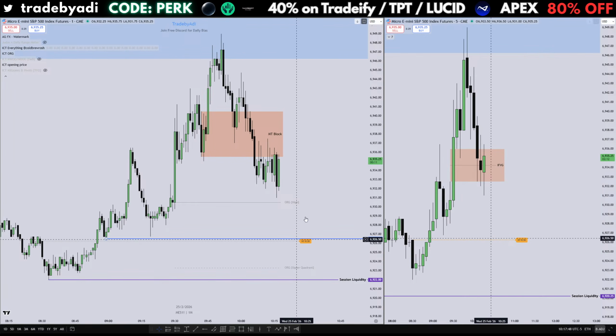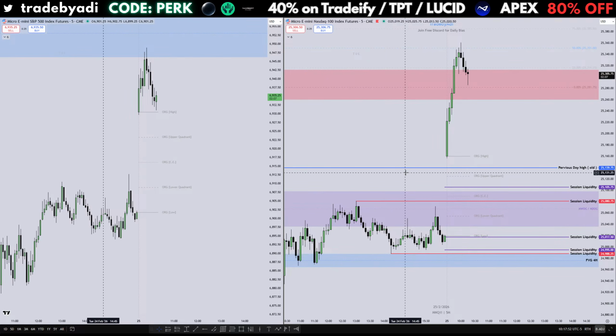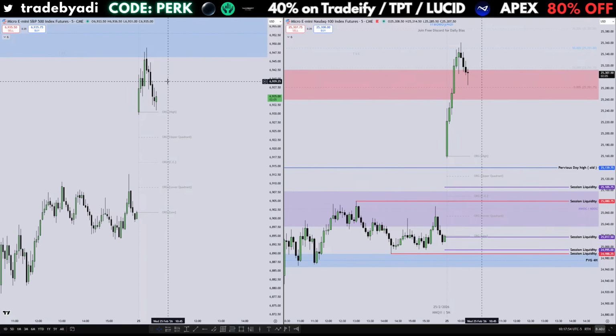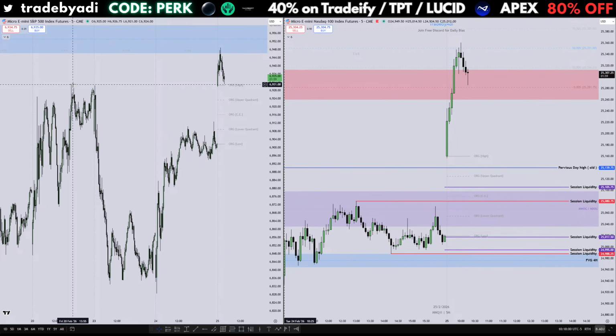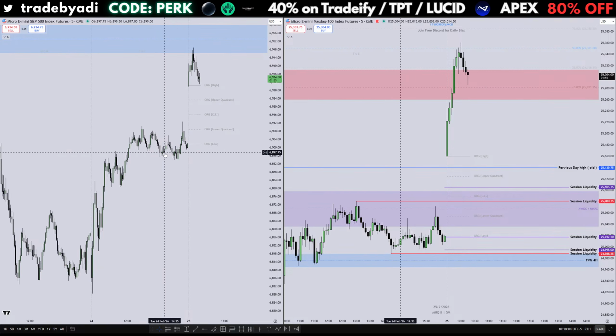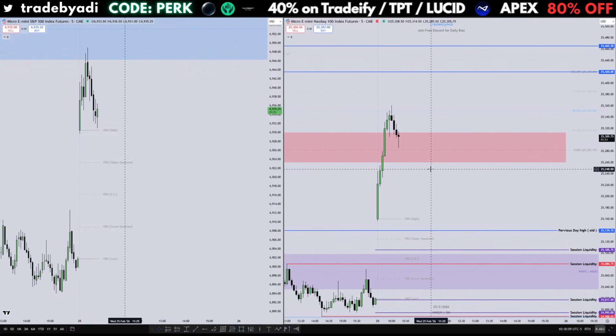Because we have not filled the 25% level also. At least we should have a displacement to the downside till this high at least, and equal highs was this high. How the fair value gap is going to form, this will be interesting.